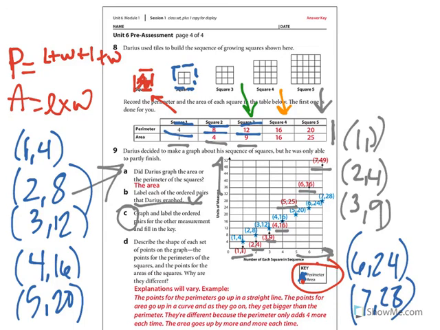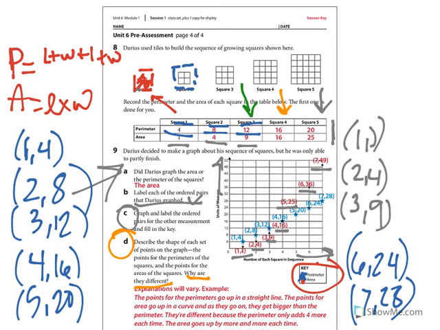Now that you're finished with that, part D, describe the shape of each set of points on the graph, the points for the perimeters of the squares and the points for the areas of the squares. Why are they different? Now this is really important. When you describe this, you need to be really clear. You need to make sure you use mathematical language.